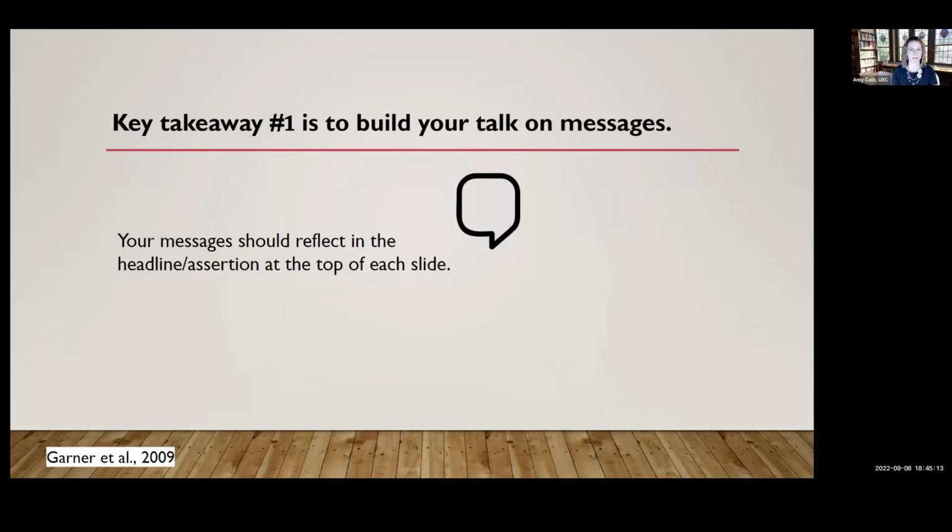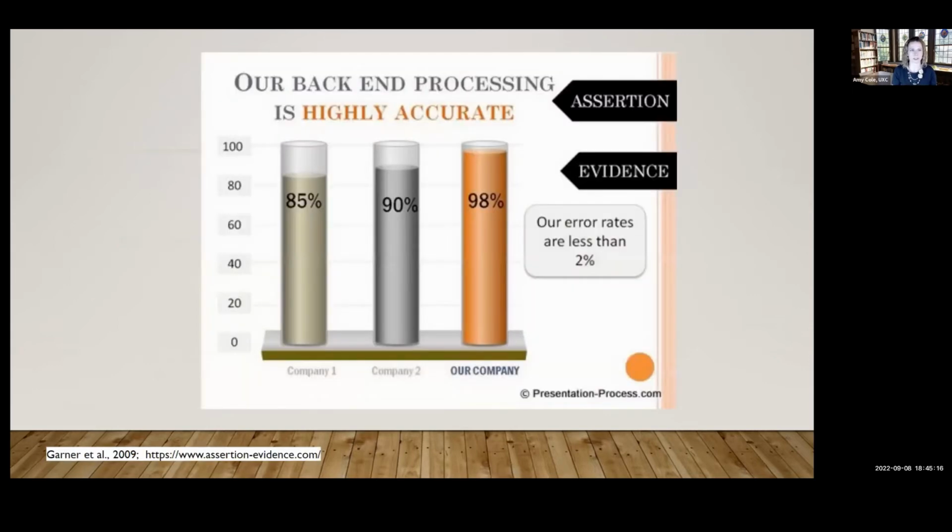If you want to read a little bit more about it, I found it really interesting. This is an example of a slide that I got that actually features this methodology in action. You can see in this image, a screenshot of a slide, it says our back-end processing is highly accurate. Underneath, there's a chart that says company number 1, 85%, number 2, 90. Our company is 98%. Your assertion headline is that full sentence: our back-end processing is highly accurate. And the stuff below it is, oh yeah, show me. In this case, it's shown in a chart, and that's your evidence.